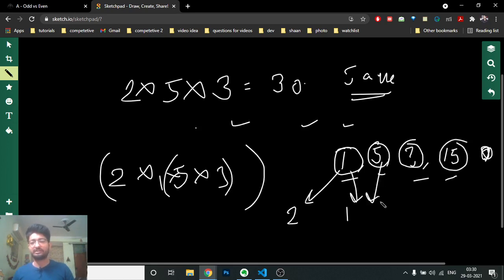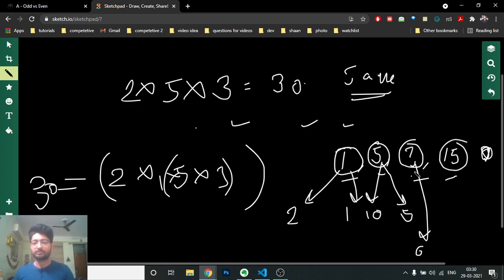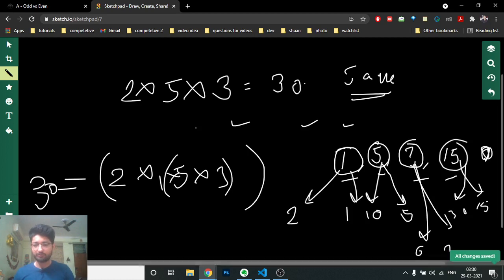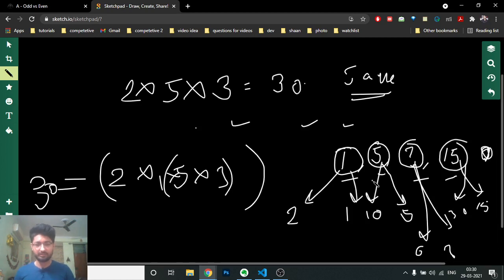If I put it in, it becomes 10, which is a factor. If I do not put it in, it becomes 5. If I put it in, it becomes 6, which is a factor of 30. If I do not put it in, the number will be 3. If I put it in, it becomes 30. If I do not pick it, it becomes 15. And these are the possible eight factors of 30: 1, 2, 3, 4, 5, 6, 7, 8.